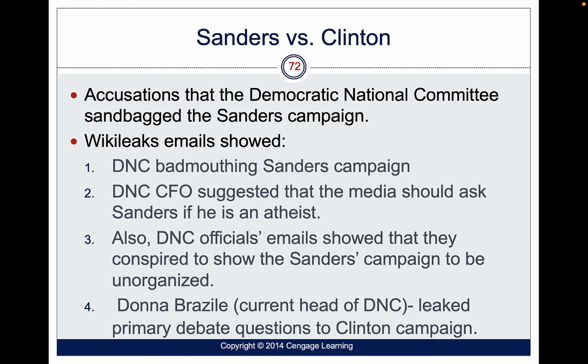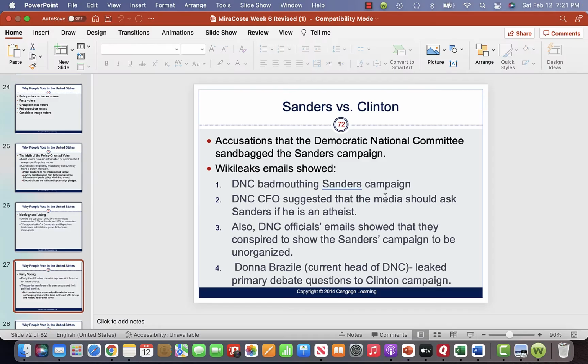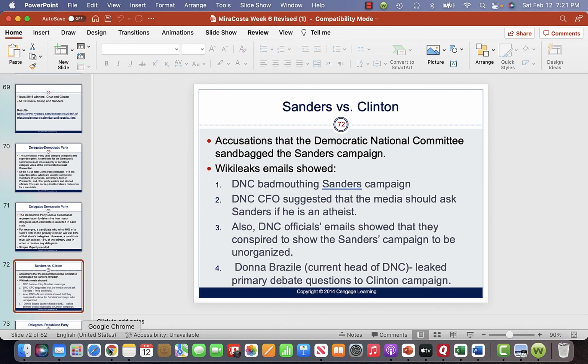At the time, the current head of the DNC, Donna Brazile, leaked primary debate questions to the Clinton campaign, which was totally unethical because that would be me giving the answers of a test to only a couple of people as opposed to the whole class. And they also wanted to show that the Sanders campaign was disorganized. So let's go ahead and take a look at this.